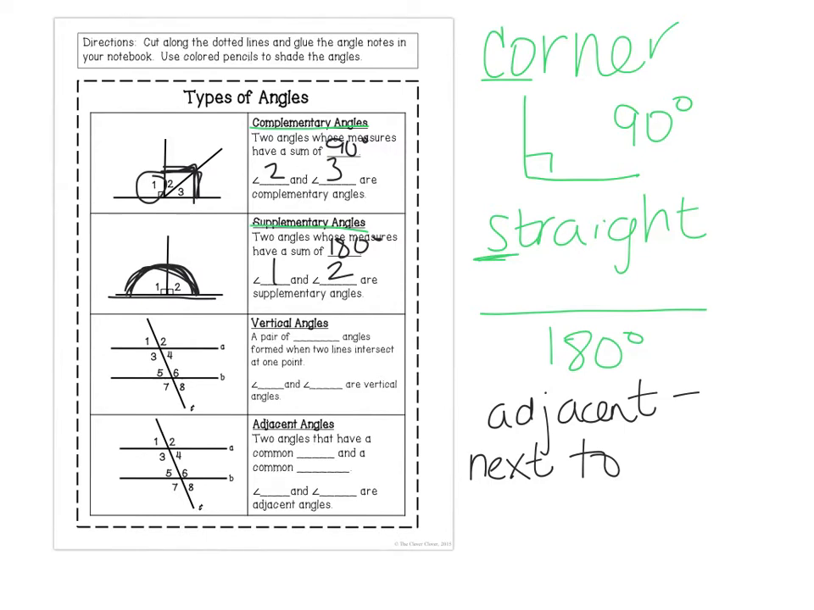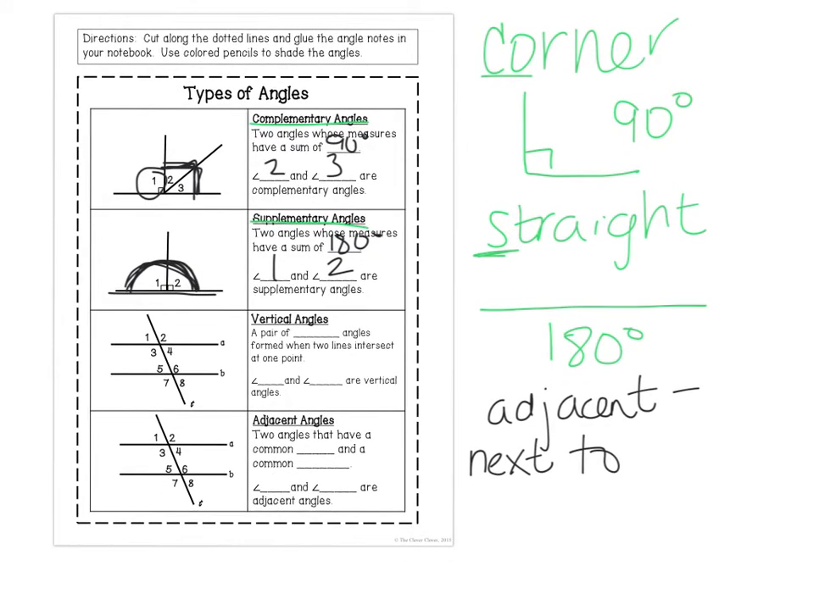Then we have vertical angles, and how I remember vertical angles is you are across from each other, all right? So a pair of blank angles formed when two lines intersect at one point, all right? All right, so then here we're going to put a pair of opposite angles, okay? So these are opposite, and giving an example will help, okay? A pair of opposite angles formed when two lines intersect at one point.